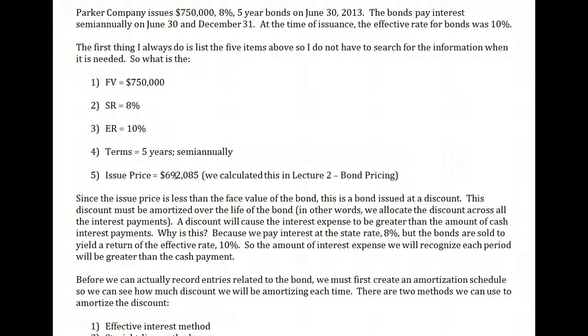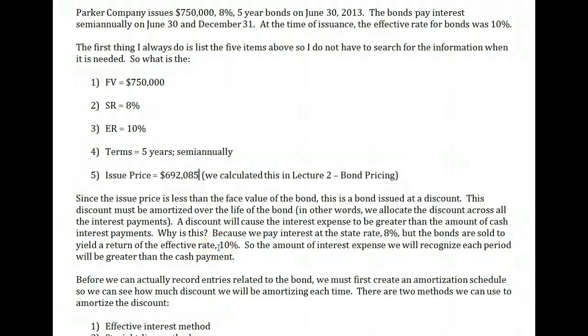Why is that? Well, a discount will cause the interest expense to be greater than the amount of cash interest payments. Remember, we calculate the cash interest payments by taking the face value times the stated rate times time. That gave you the amount of cash you physically pay every 6 months. Well, in this bond, since it's issued at a discount, the bond is actually priced to yield a different rate. Because we pay interest at a stated rate of 8%, or excuse me, 4% every 6 months, 8% per year, that indicates the amount of interest we pay periodically. But the bonds are sold to yield a rate of return of 10%.